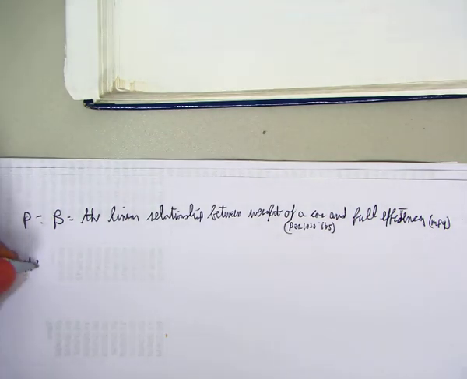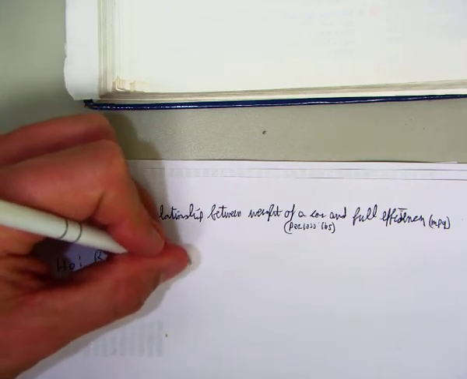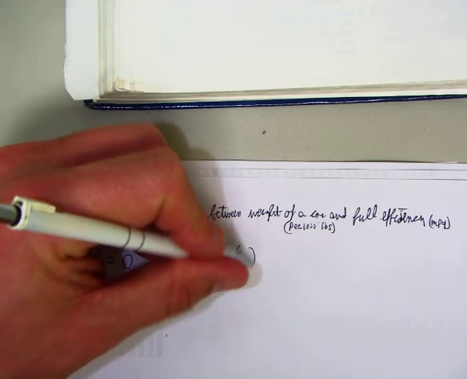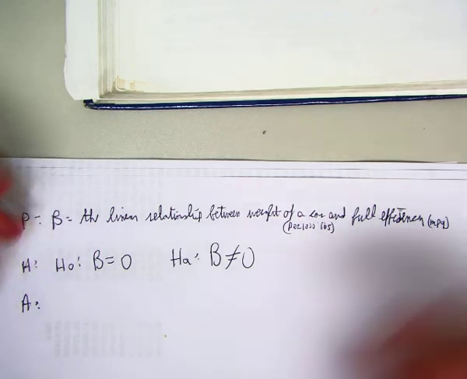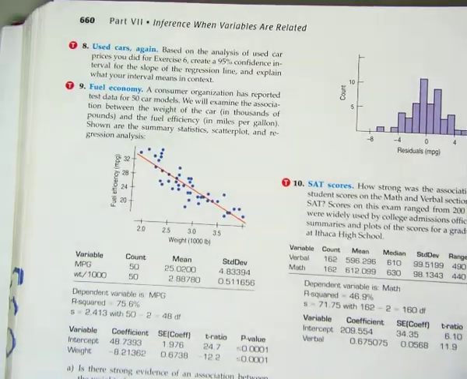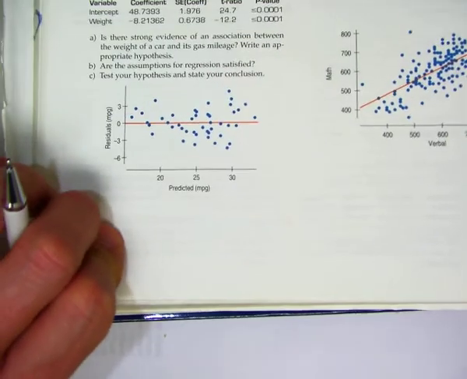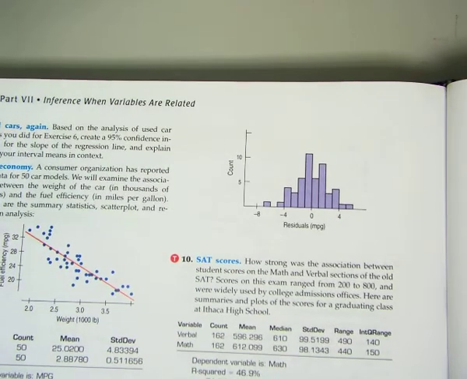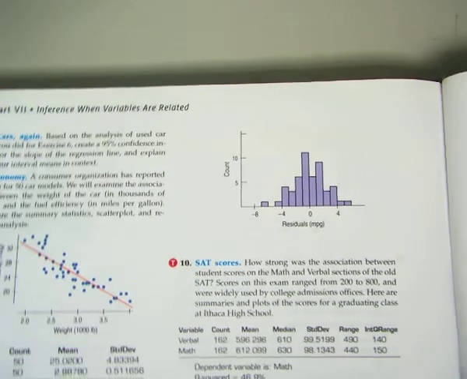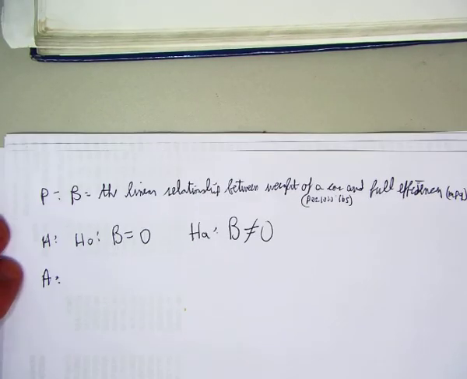So our null hypothesis is that big B equals 0. The alternative hypothesis is that big B does not equal 0. Okay, the assumptions. So we look at the scatter plot. So let's look at this. The scatter plot is straight enough. Okay. The residual plot shows no pattern. And then the histogram of the residuals is roughly unimodal and symmetric. And then each car's fuel efficiency and weight are independent. Okay, so we're going to put those down.